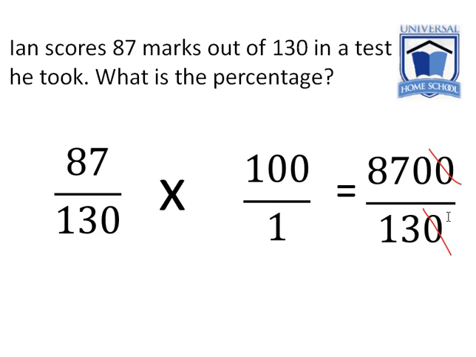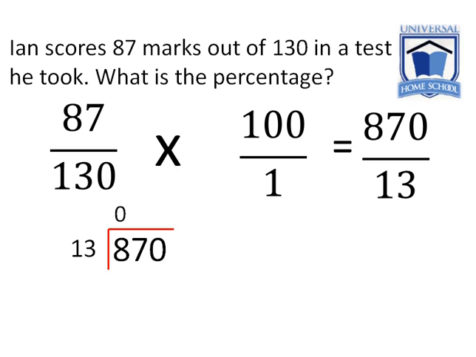Now, I've already done this for you, but we can score out the 0 here and the 0 here because both these numbers, the numerator and the denominator, can be equally divided by 10. So we can take off those zeros and that will get us 870 over 13. Now, the next step to find our percentage is we're going to have to divide 13 into 870. We're going to lay it out like this, like long division.